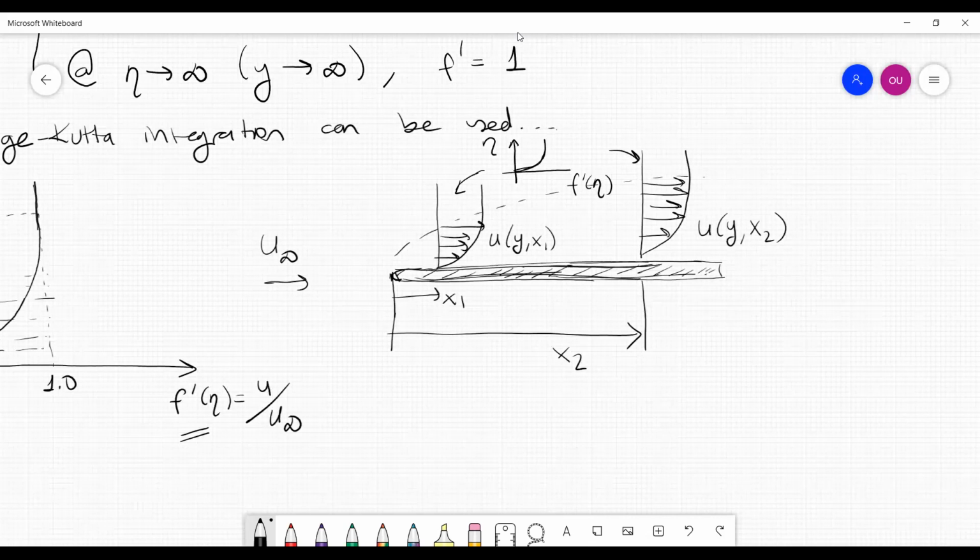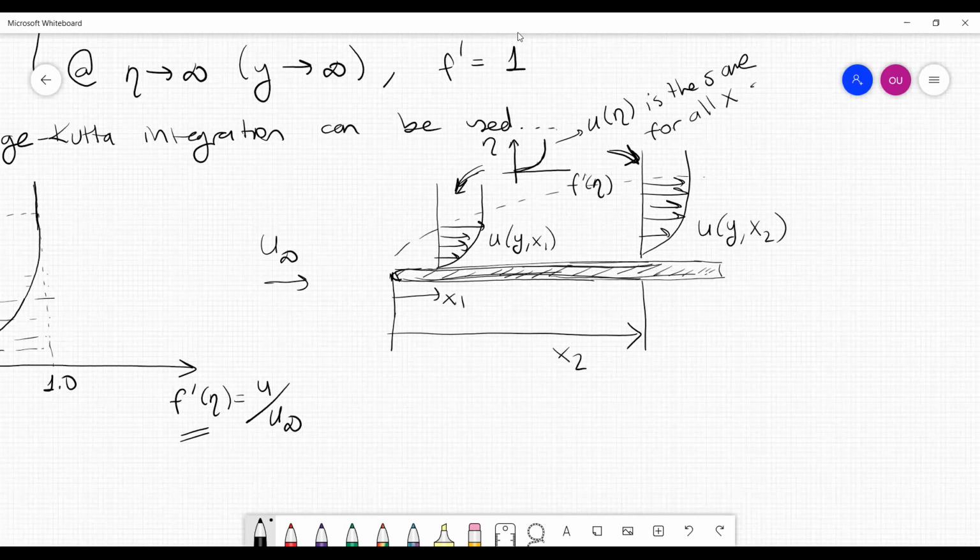It's always the same. Starting from this kind of universal function for velocity profiles, by appropriate dimensionalization or reconstruction of the original coordinates, you can generate this profile at different locations. So f prime eta is u over u infinity. We can say the variation of u with eta does not change. This is the same for all x stations.